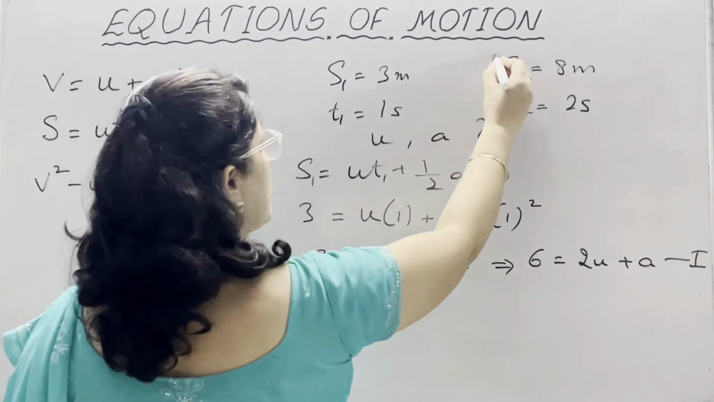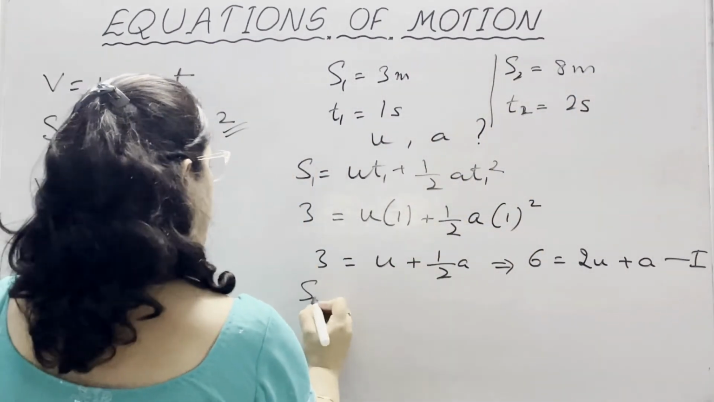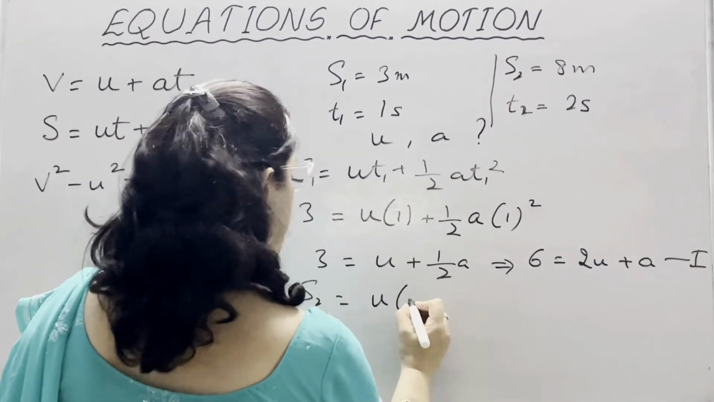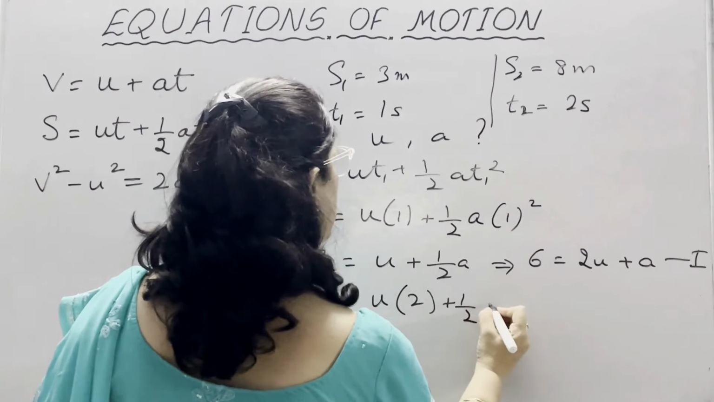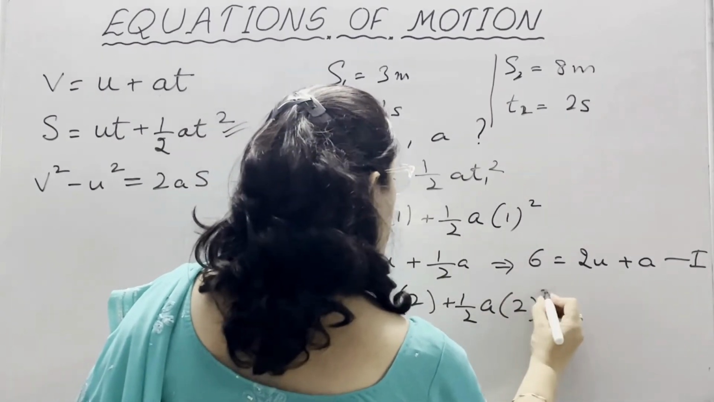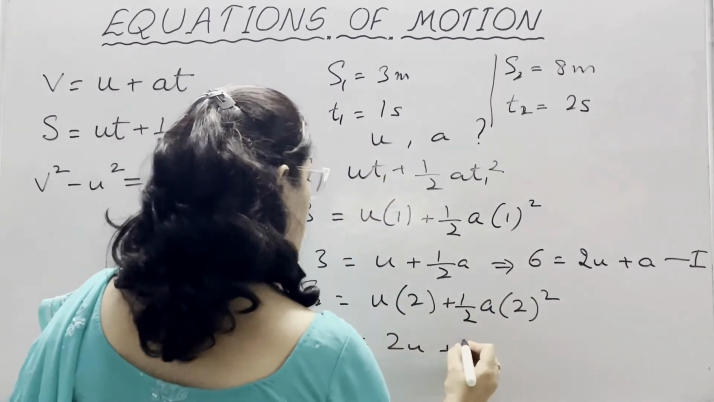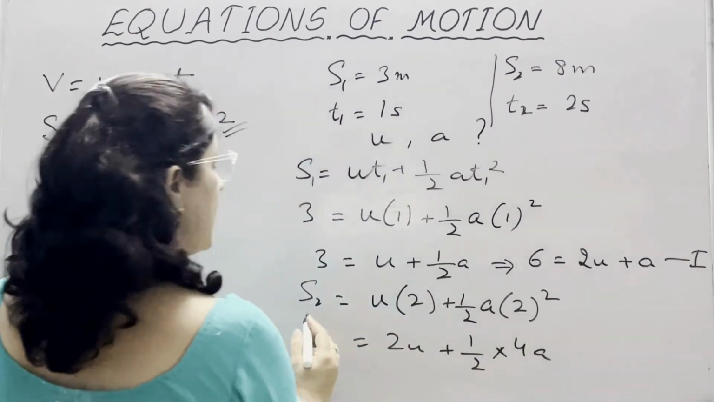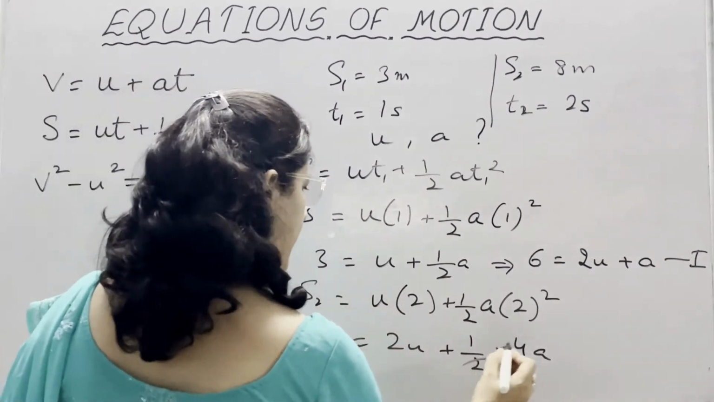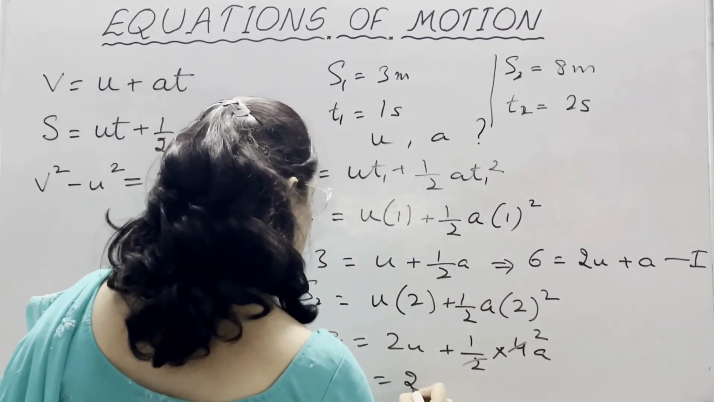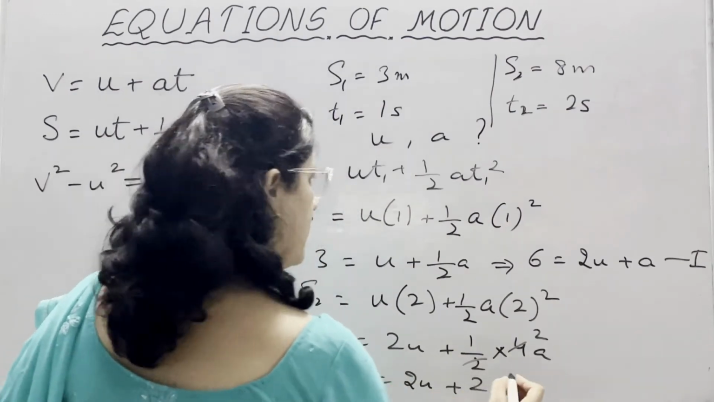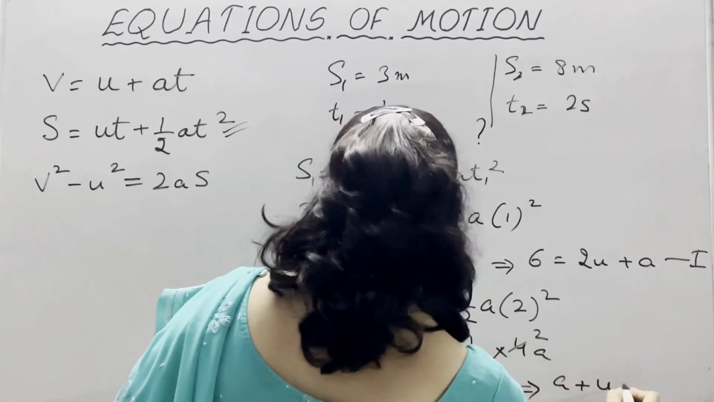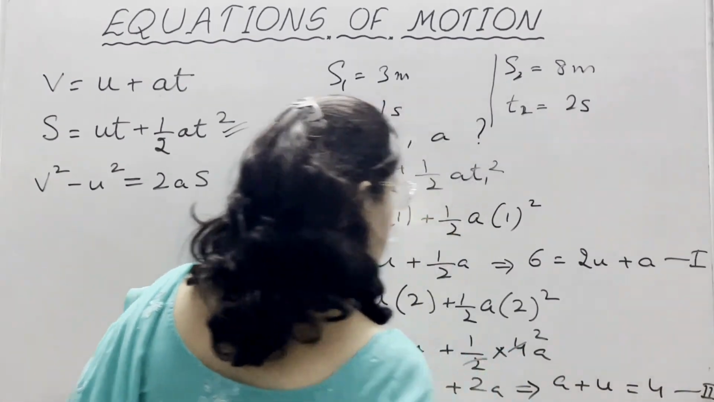Now for the second equation, we need to use these two terms. S2 is equal to U, T2 is 2, plus half A, T2 is 2 square. So 2U plus half into 4 into A, and S2 is given as 8. So 8 is equal to 2U plus 2A. We can take 2 common. So A plus U is equal to 4. This is our second equation.